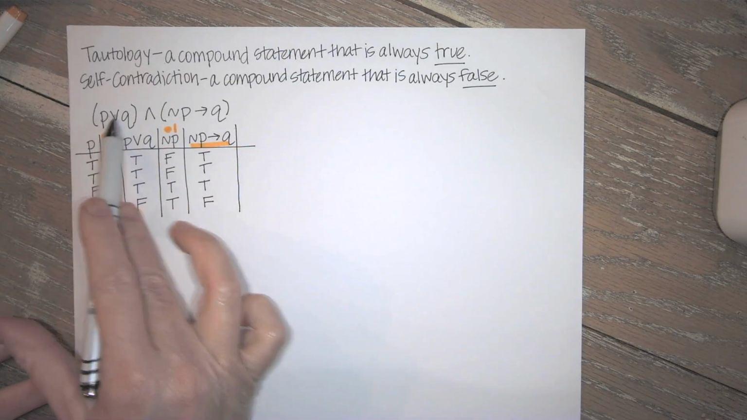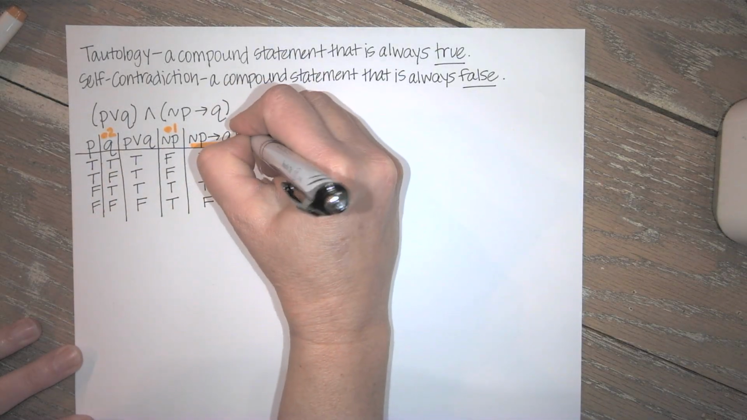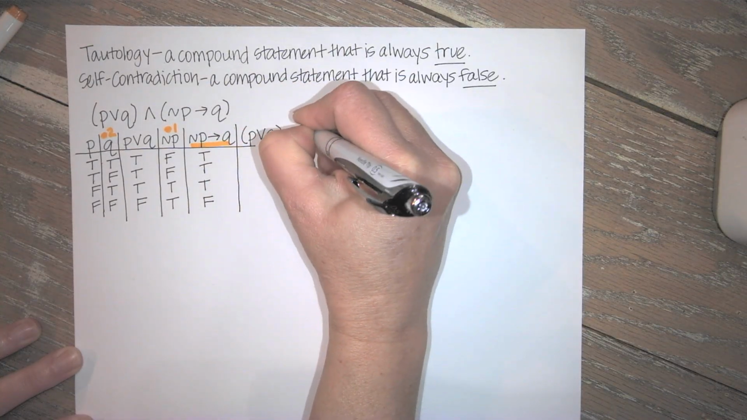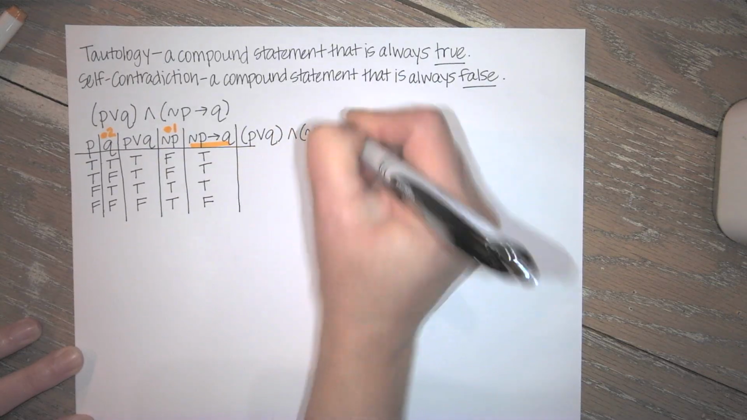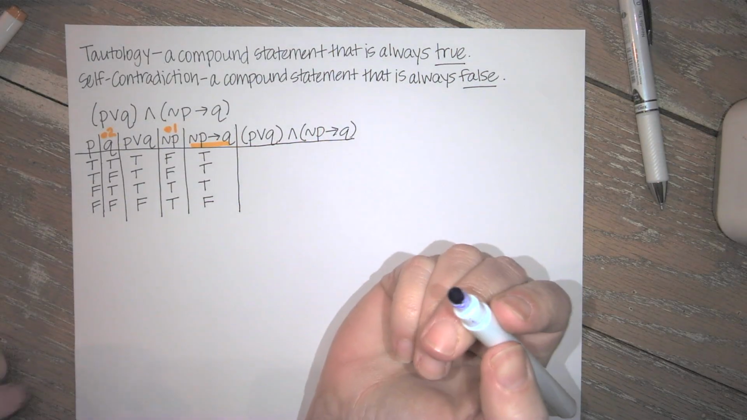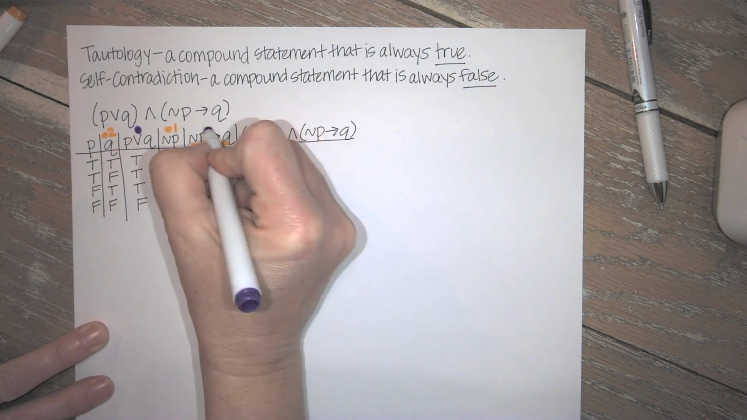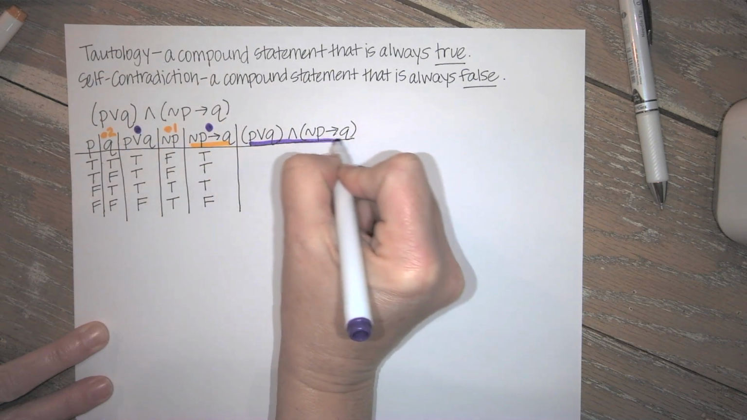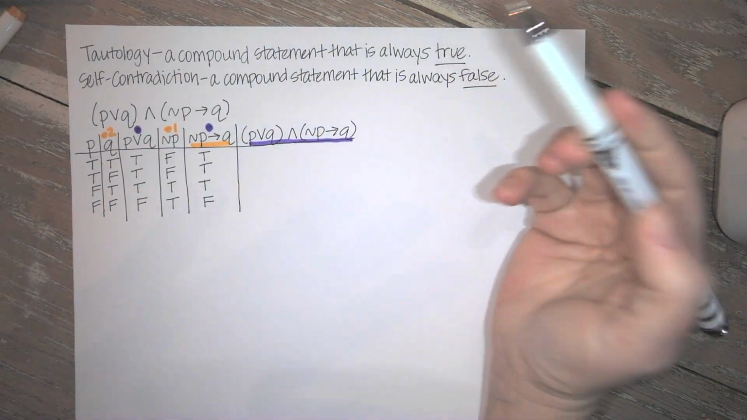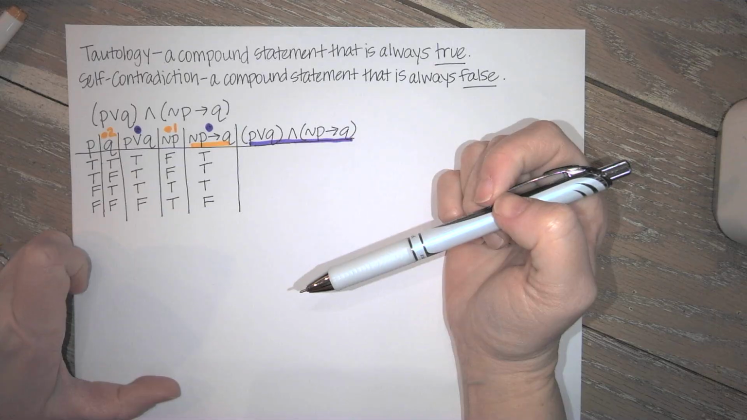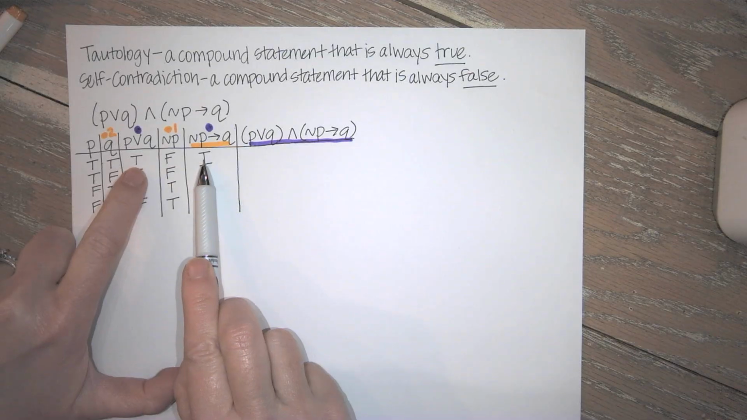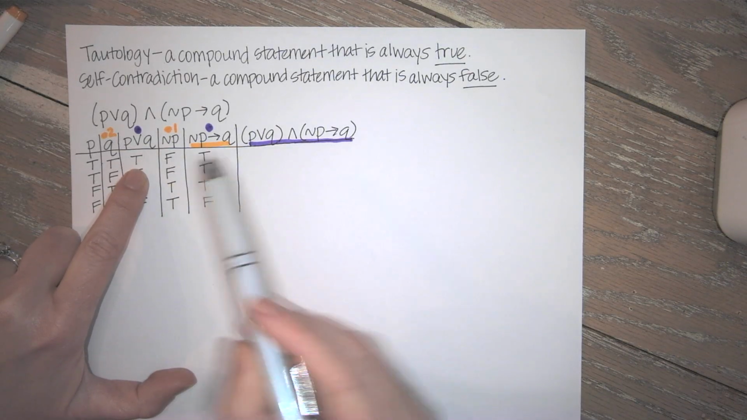Now I can put these two together with and, make it a conjunction. Okay, so again, we want to make sure we're looking at the right columns to make this. All right, so I'm looking here and here to build this. Okay, they're joined by and, so the order is not important. An and statement or a conjunction is only true when both parts are true. So here's one right here off the bat.